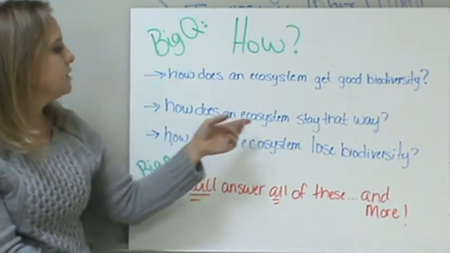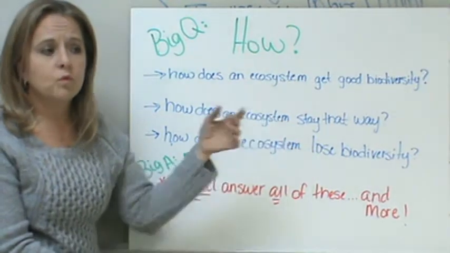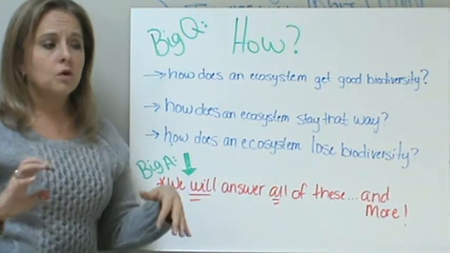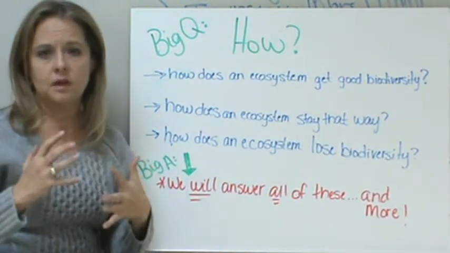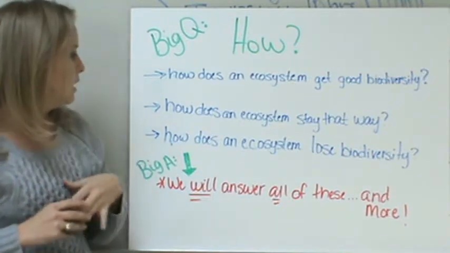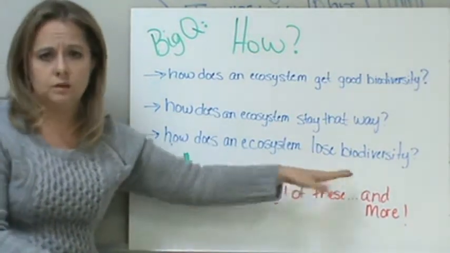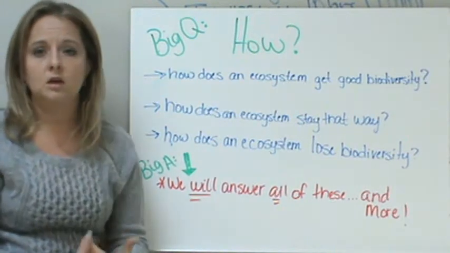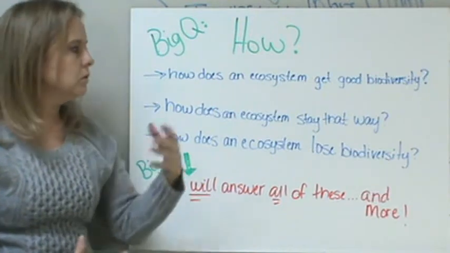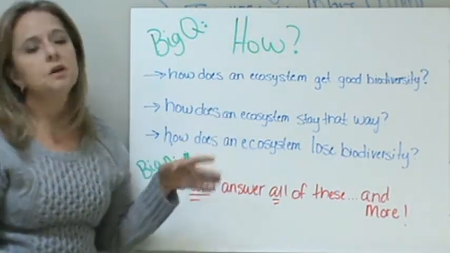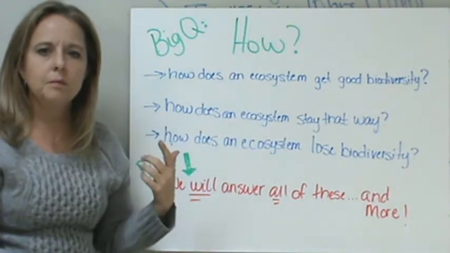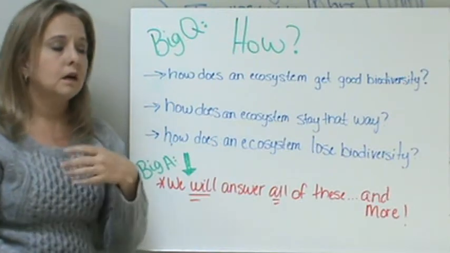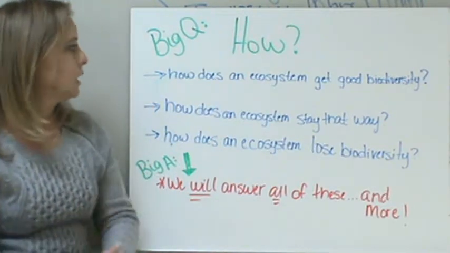Okay. How does an ecosystem stay that way? Once it's reached a level of biodiversity and it's healthy, is it healthy forever? Or does it have to keep that? Does it have to go through some processes, some steps? How does an ecosystem lose, or does it lose biodiversity? What happens if it loses its biodiversity? What can make an ecosystem lose its biodiversity? So those are some big questions. You do not need to write those down, but you need to think about those things. Those are going to be our driving questions over the next couple of days as we answer that big question. Okay, how?